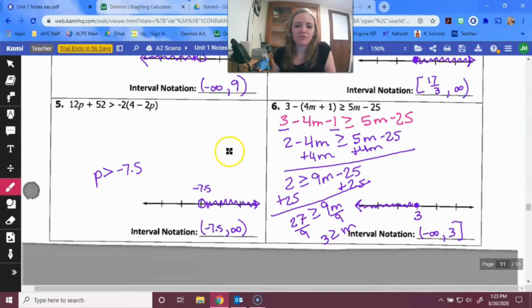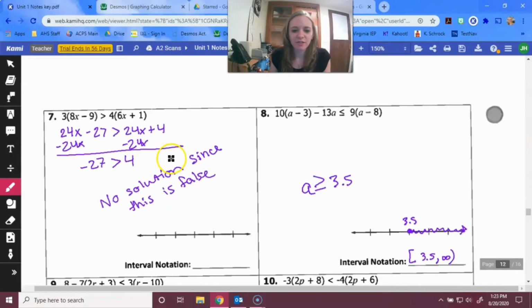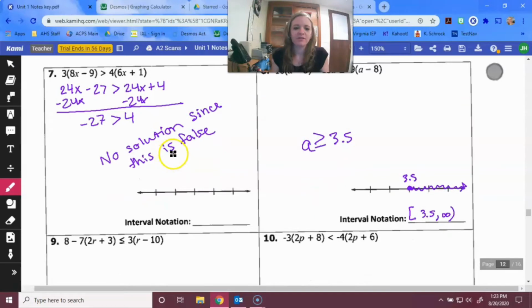Number 5 comes out to P is greater than negative 7.5. So open circle at negative 7.5, shading to the right, giving you negative 7.5, comma, infinity with both parentheses. Number 6 we already did. Alright, next page. Number 7.